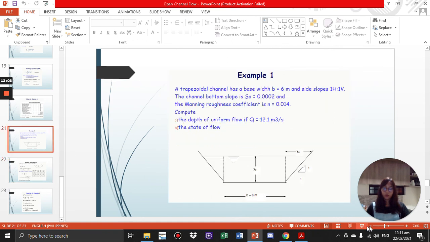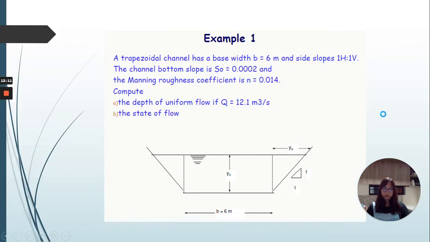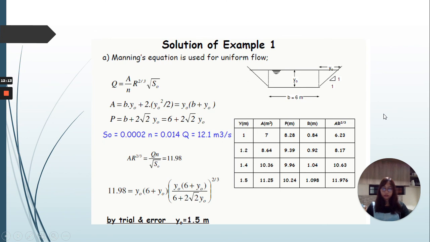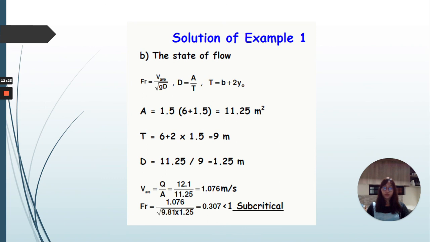The depth of uniform flow, by trial and error, we can get y sub O is equal to 1.5 meters. And the state of flow, Fr, is equal to average velocity over the square root of g times hydraulic depth, where the depth is equal to area over top width. And the top width is equal to b plus 2 times y sub O.